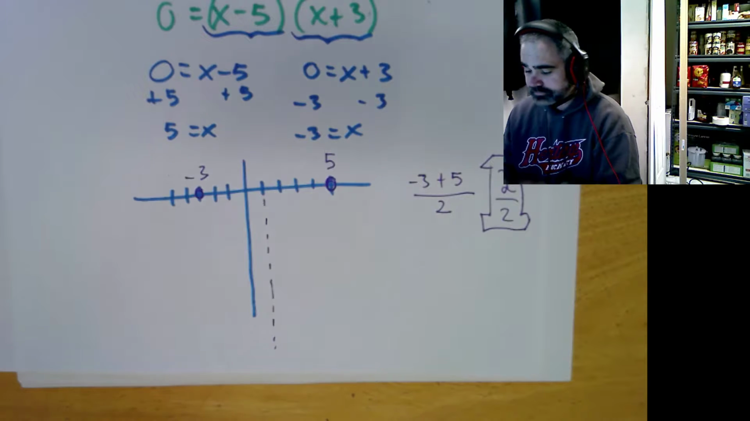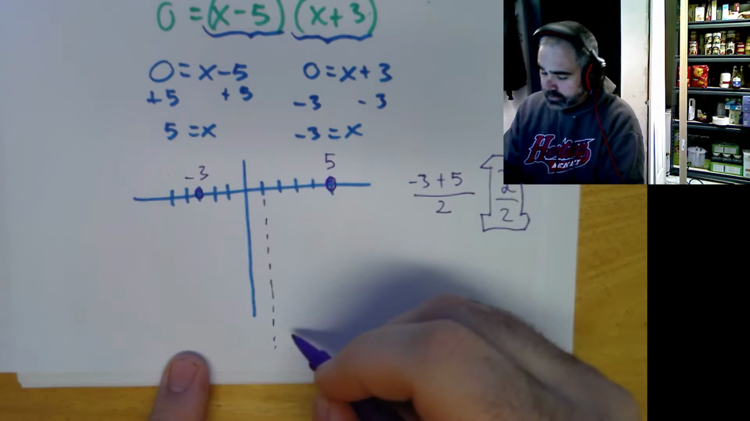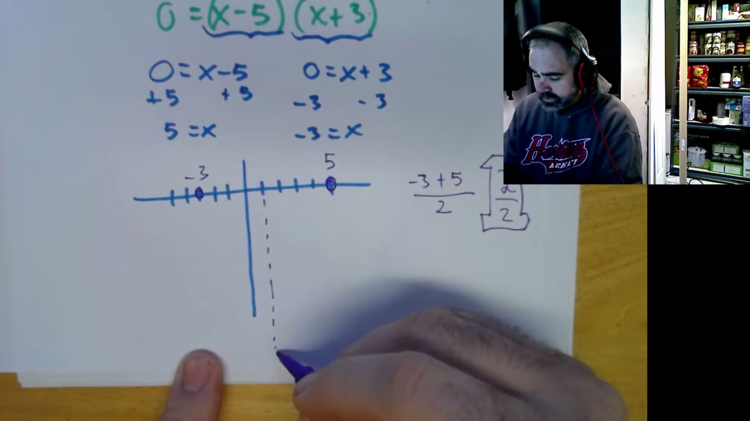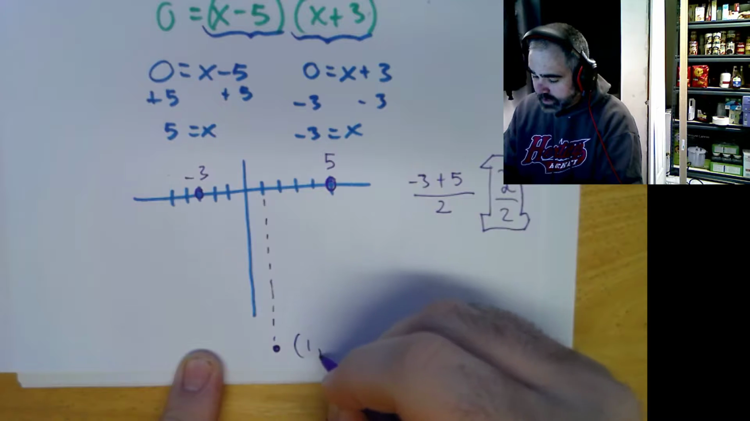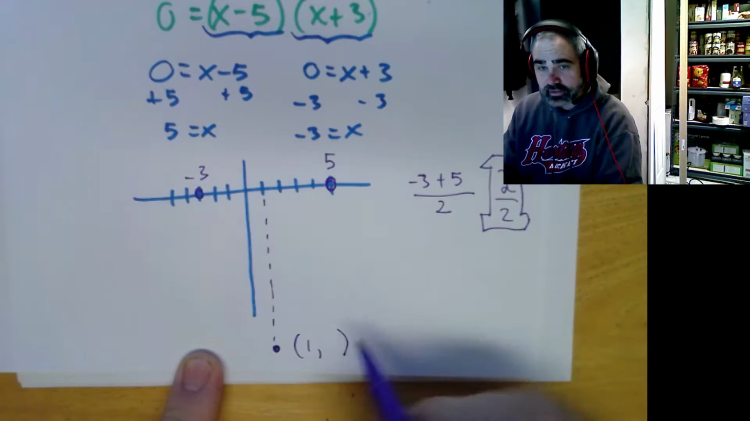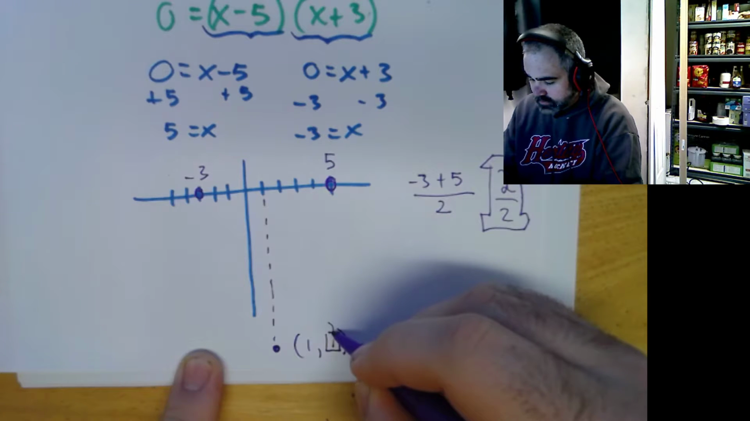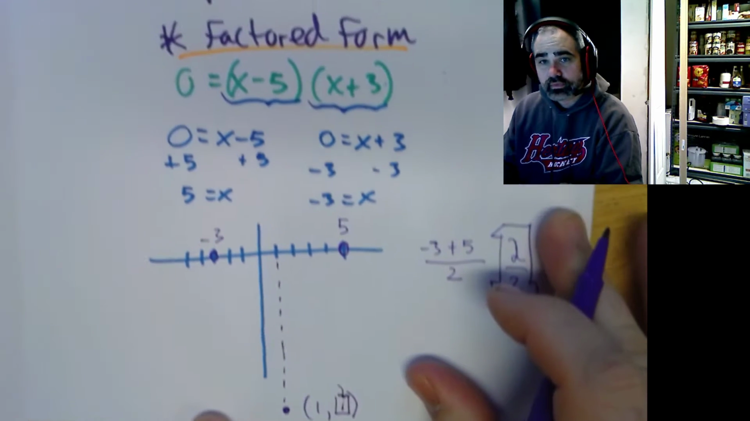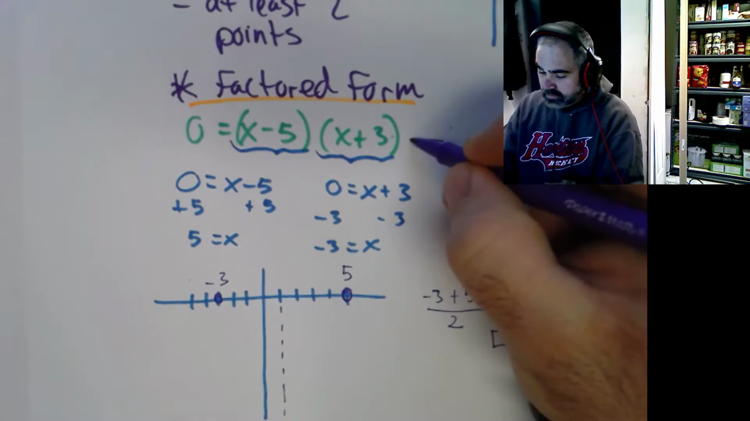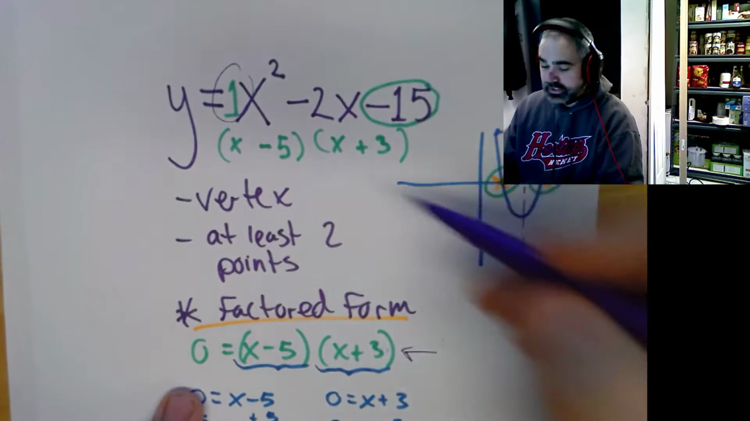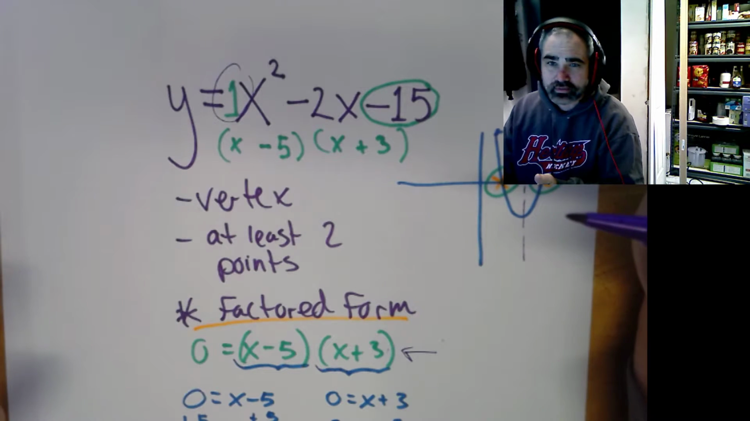Alright, so if I know that the vertex is here, what I really know is that the x-coordinate of wherever this is down here is positive 1. I don't know the y value yet. If I want to find the y value here, I can plug it into my equation. You can plug it into the factored form of your equation, or you can plug it into the original. I tend to plug it into the original, but they're the same difficulty.